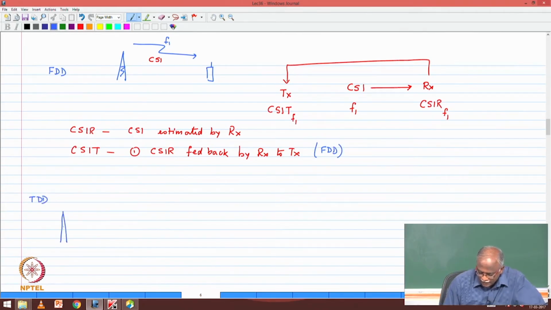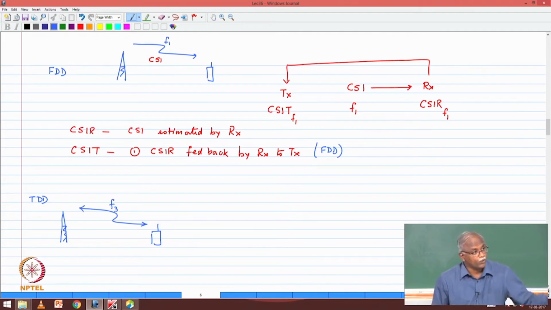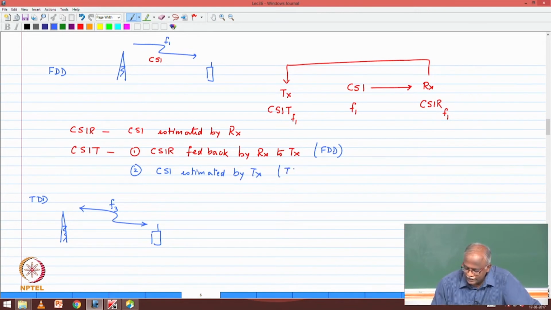TDD case, I have the transmitter, I have the receiver. In a TDD system, there is only one frequency that is going between transmitter and receiver. Okay? Both are transmitting. So, when the mobile transmits, the base station already knows what is the channel state information. So, in the case of TDD, that is the second scenario, CSIT is actually estimated by the transmitter itself. So, CSI estimated by the transmitter itself. Okay. So, this is for the case of TDD.